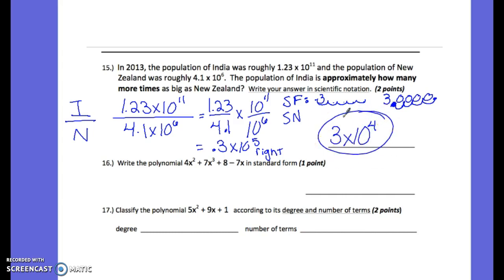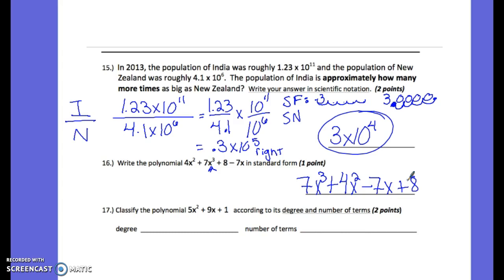in scientific notation. To put a polynomial in standard form, you have to start with the largest exponent. So my largest exponent is cubed. So I have positive 7x cubed plus 4x squared minus 7x plus 8. Always looking at my signs to the left.